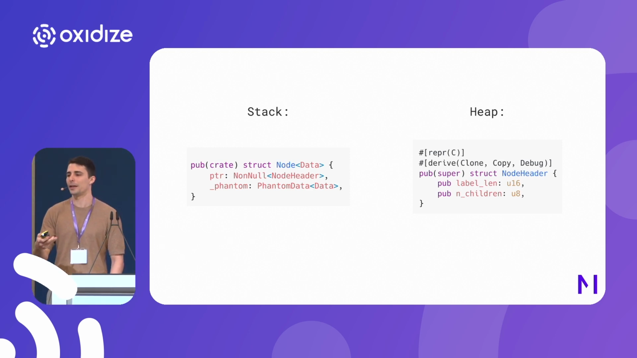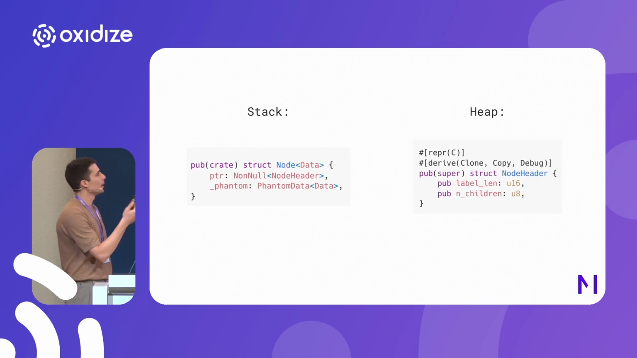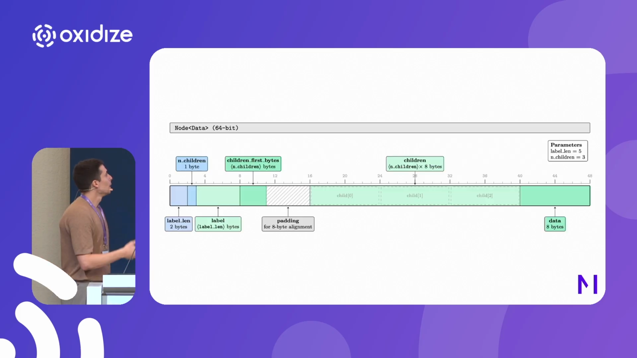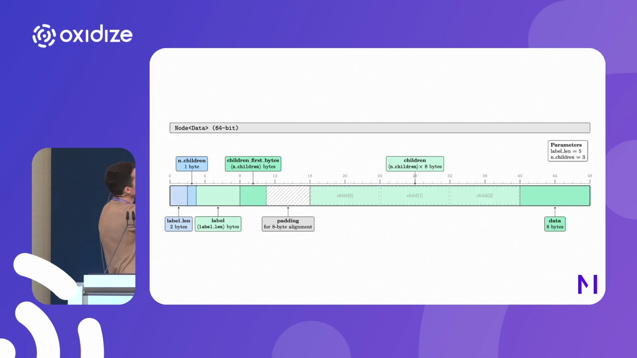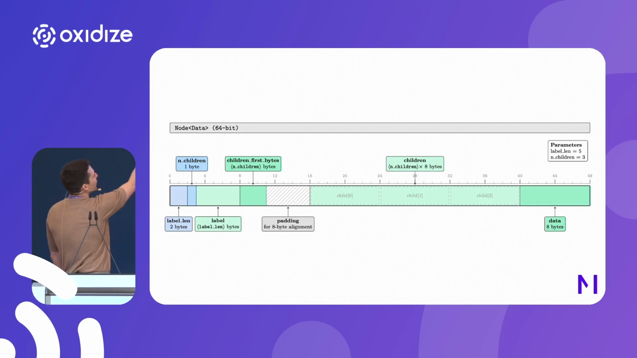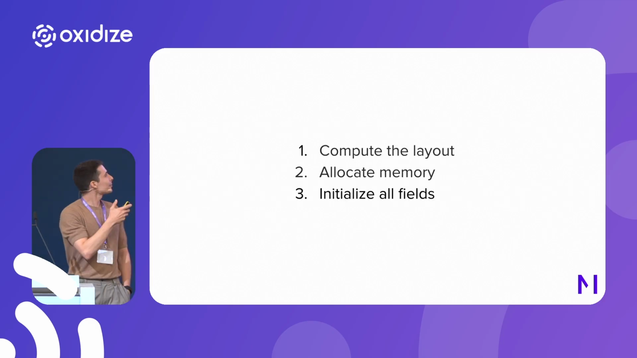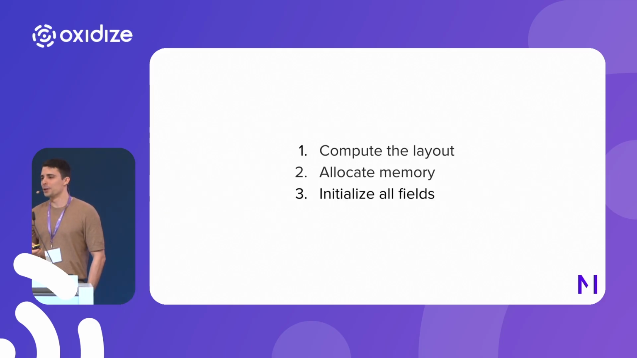We're going to call that the header of the allocation. So there's going to be the label length and the number of children. All the other fields are going to be implicit. As you can see here, if the colors were like I imagined they were going to be, the blue fields are the ones in the header, and the green fields are the ones that are variable. But now, everything we need to do is a lot more complicated.